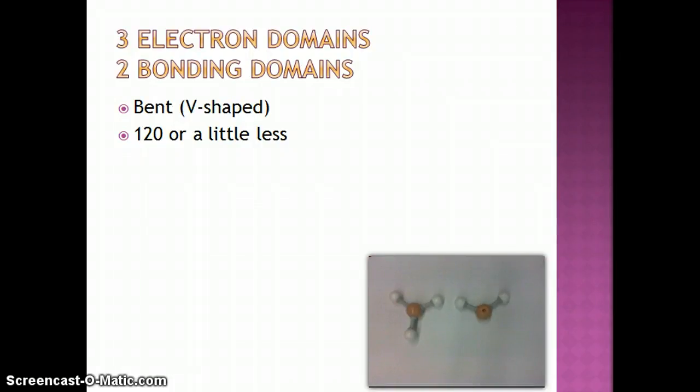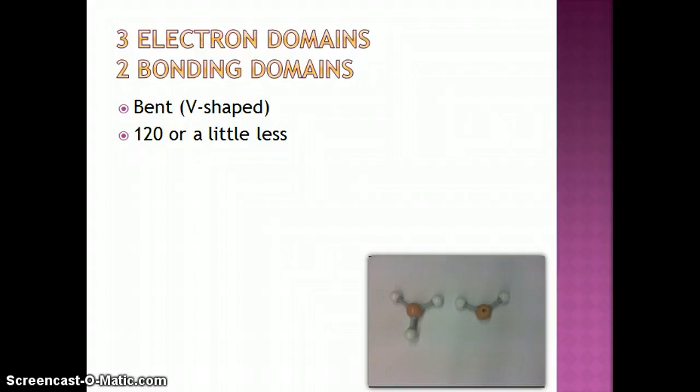Okay, but we've removed one of the bonding places up here, right? And so by doing that, now the shape becomes a V shape. It looks like a V, right? And so because it looks like a V, we call it V-shaped. Sometimes we call it bent because it's kind of bent.